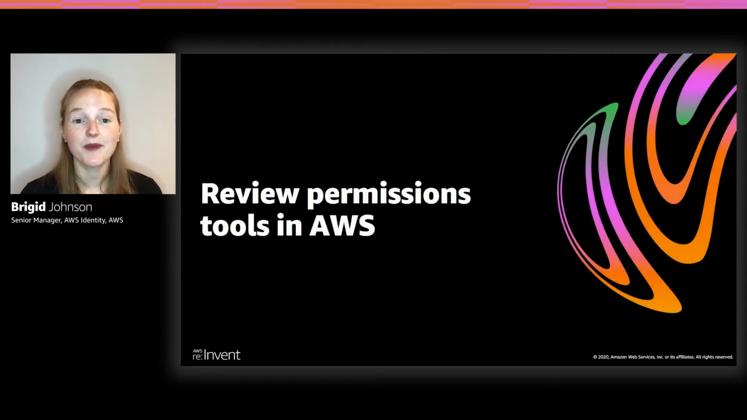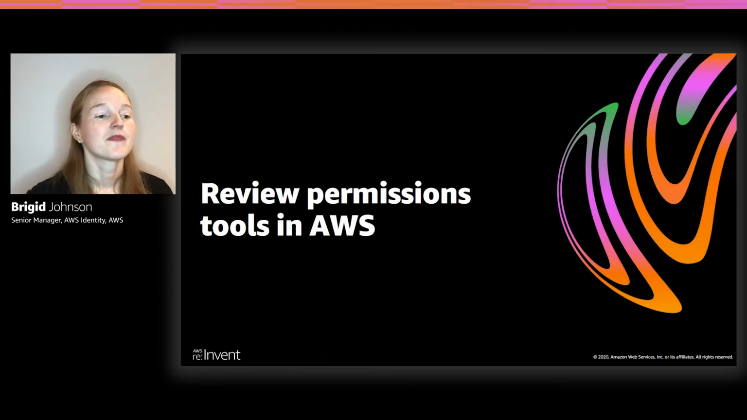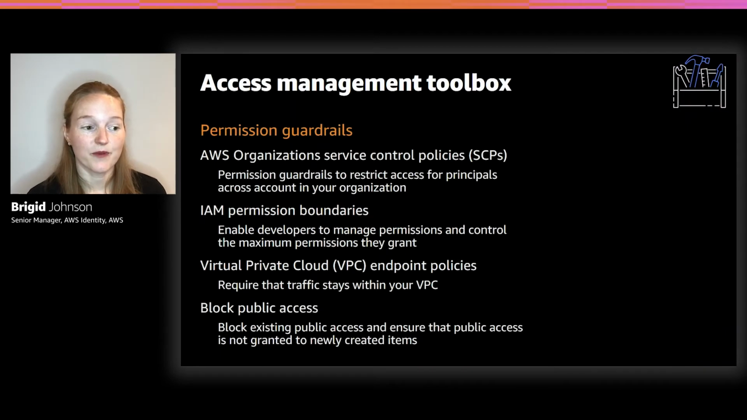Okay, so we talked about the high-level permissions model, but what are the tools that can help you implement that model in AWS? So I touched on permission guardrails, and here are some of the main tools that you can use. Service control policies with AWS Organizations. You can attach a service control policy that restricts access for all principals in and across your accounts. This includes root. So this is a very powerful guardrail.